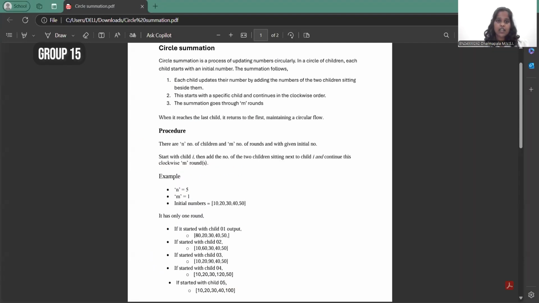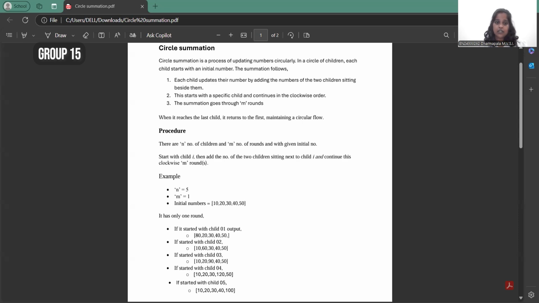Here's how it works. Let's imagine a circle of children, each starting with an initial number. The summation begins when a specific child adds the numbers of the two children sitting beside them. The process moves clockwise, updating the number of each child sequentially. Once the last child is reached, the process goes back to the first child, maintaining the circular flow. The summation continues for a specified number of rounds.